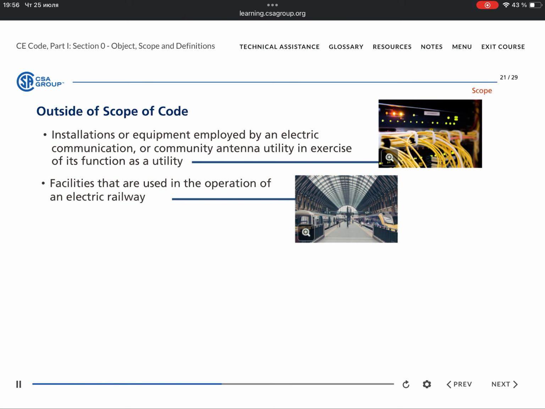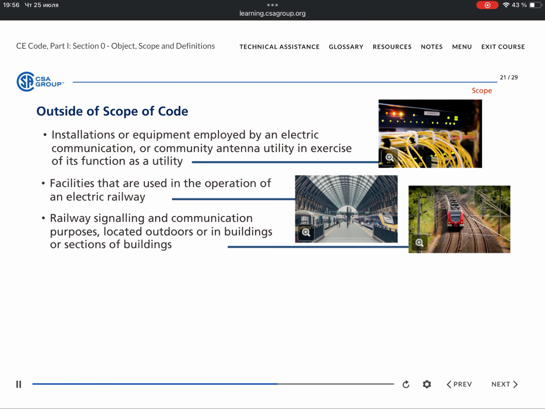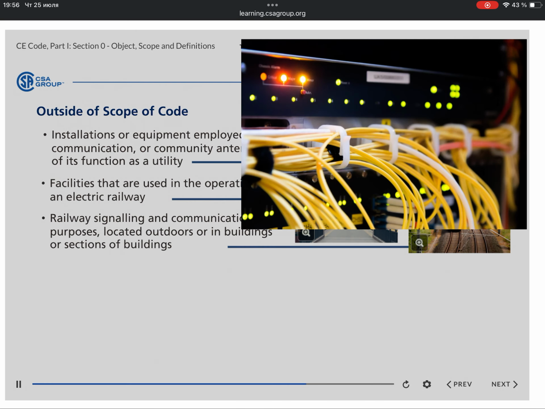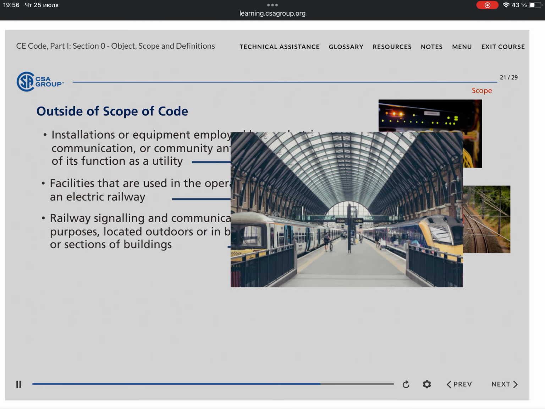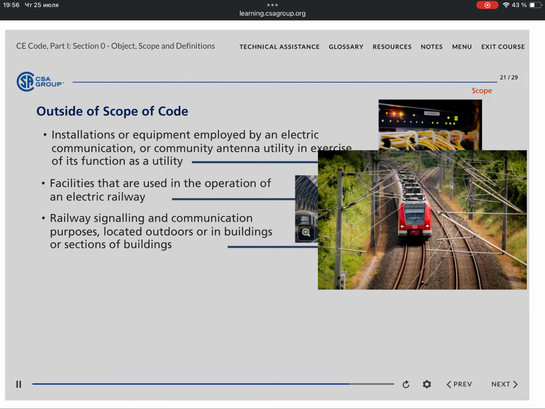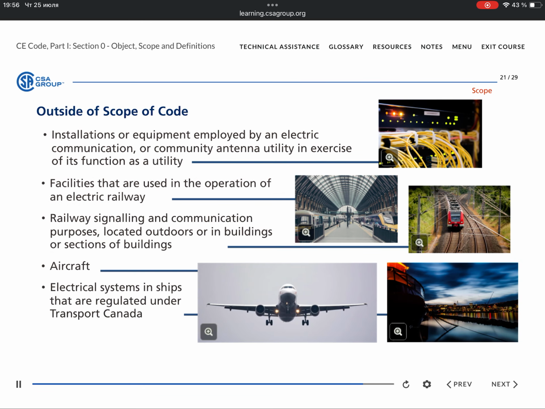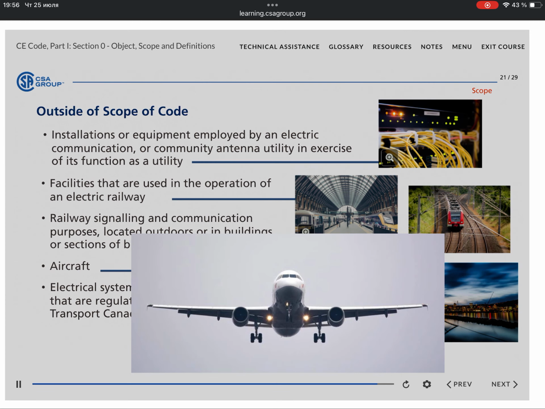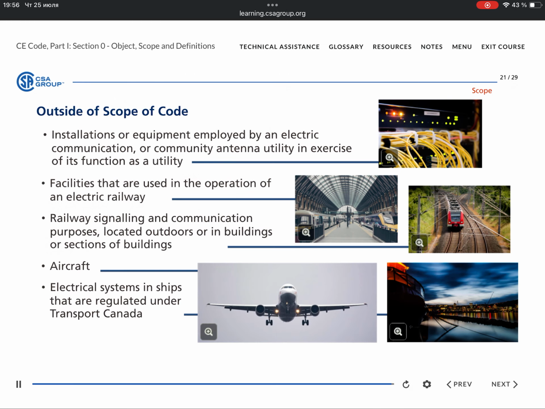Equipment and facilities that are used in the operation of an electric railway and are supplied exclusively from circuits that supply the motive power. Installations or equipment used for railway signaling and railway communication purposes, and located outdoors or in buildings or sections of buildings used exclusively for such installations. Aircraft and electrical systems in ships that are regulated under Transport Canada.